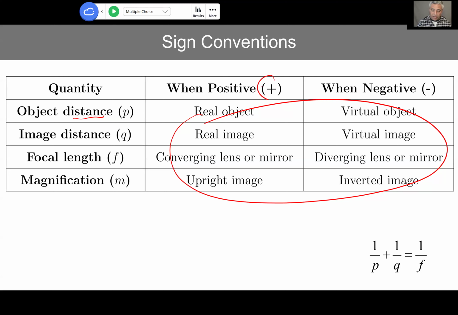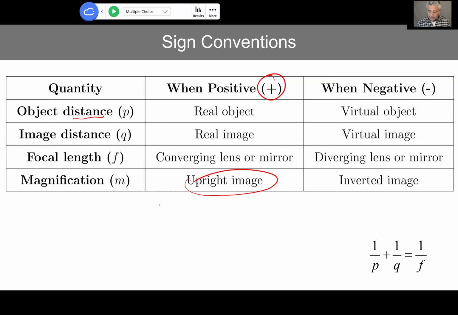An upright image is going to have positive magnification, or if you get positive magnification after calculation, that means this is an upright image. And if it is inverted, it has a negative sign, meaning it is an inverted image, and vice versa. That's how all of them are listed right here. The slide is already posted on Canvas, so you should be able to figure that out.